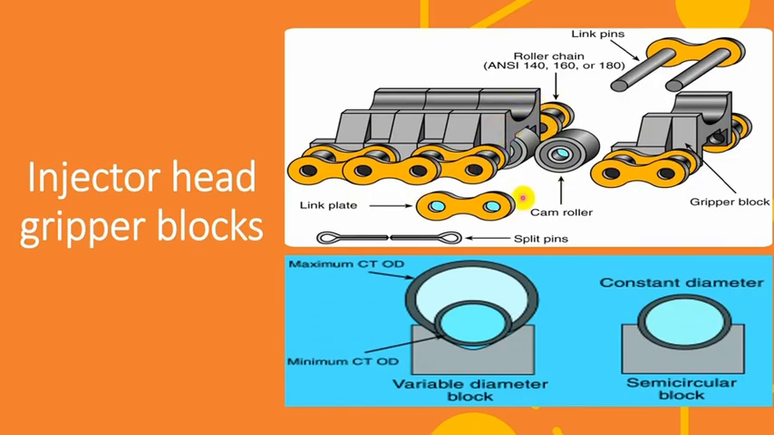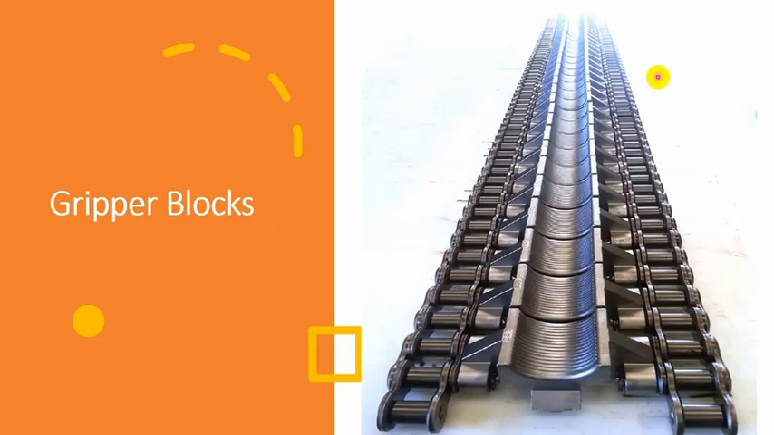We have two types of grabber blocks: semicircular block and variable diameter block. The semicircular block is made for only one size of coil tube, for example 1.5. It has stress distributed around the circumference of the coil tube, so forces are less. In the variable diameter block, the contact points are two points, so forces are higher, and the advantage is it is suited for many sizes of coil tube. It has a range of sizes of coil tube. This is the final picture of a chain with gripper blocks.